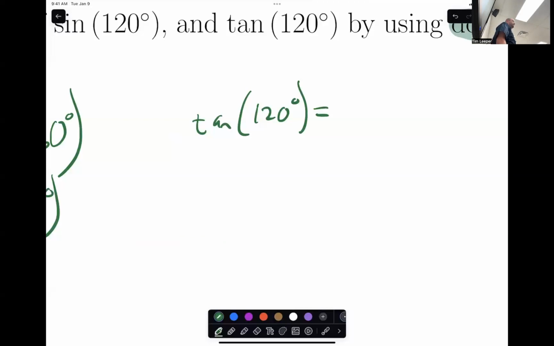So if it's square root of 3 and it's in the second quadrant, is tangent positive or negative? Negative. So in the second quadrant, all students take calculus. Only sine is positive in the second quadrant. So it's tangent, which means that it is negative. So it's negative square root of 3. That's going to be our answer here. That's the easy way. Now let's go about this the hard way.